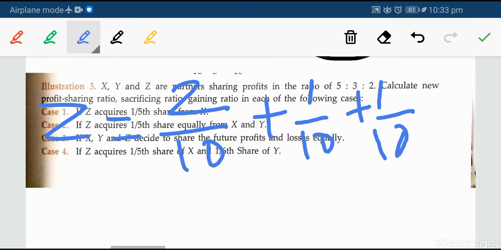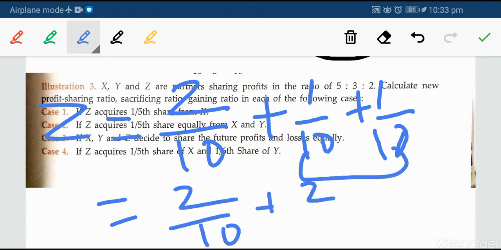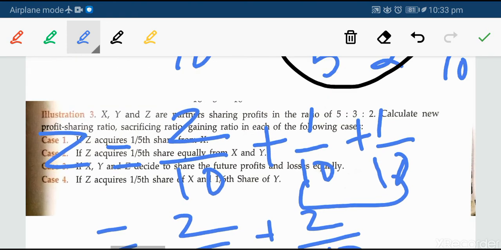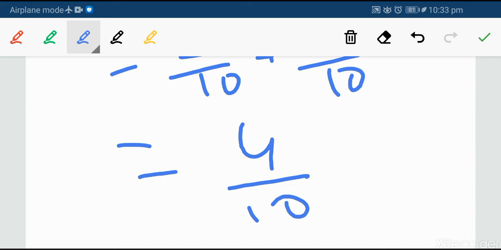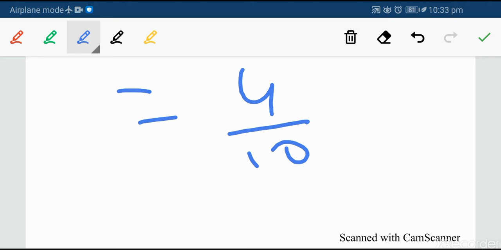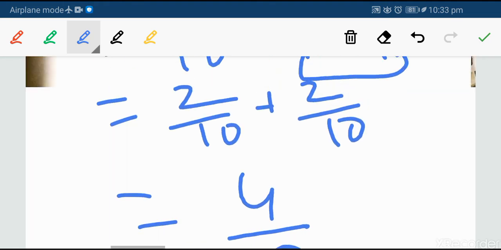So if we calculate this, it will be 2 by 10, and the sum of this is also 2 by 10. If you cancel this, it will be 1 by 5 only, and 1 by 5 only he was acquiring from both of the partners, so the ratio will be 4 by 10. So the new share of Z's profit will be 4 by 10, and the new profit sharing ratio is 4 is to 2 is to 4.